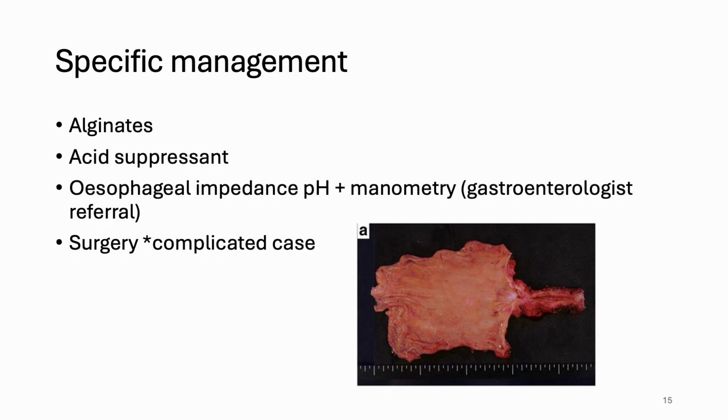Commonly, the patients will be managed with alginates, commonly Gaviscon, that can be obtained over the counter. Patients can be managed with acid suppressant, again, antihistamine or proton pump inhibitor. And if the patient has a refractory disease, we may want to refer to a gastroenterologist to have esophageal impedance pH or manometry.